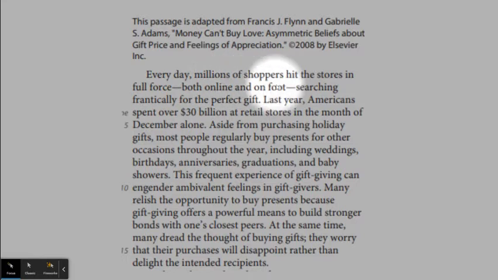Every day, millions of shoppers hit the stores in full force, both online and on foot, searching frantically for the perfect gift. Last year, Americans spent over $30 billion at retail stores in the month of December alone. Aside from purchasing holiday gifts, most people regularly buy presents for other occasions throughout the year, including weddings, birthdays, anniversaries, graduations, and baby showers. This frequent experience of gift giving can engender ambivalent feelings in gift givers.